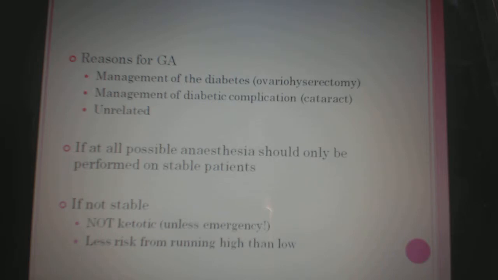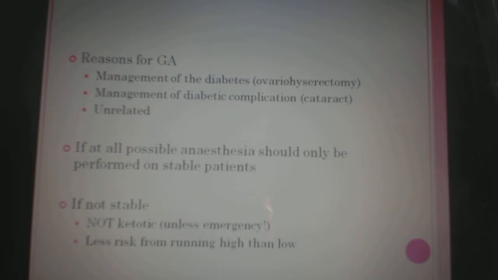However, in general practice, probably the most common reason is something that is nothing at all to do with the diabetes, something such as a dental, a lump removal, or other general surgery. If at all possible, anaesthesia should only be performed on stable patients if you have that option. However, if the patient is not stable, then you should make a decent effort to ensure it is not ketotic.